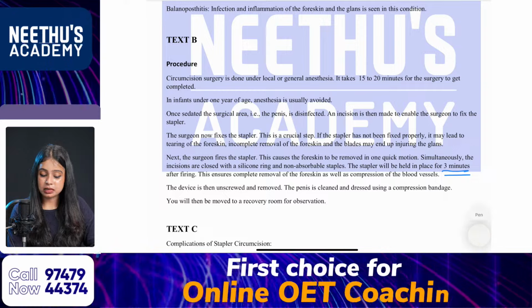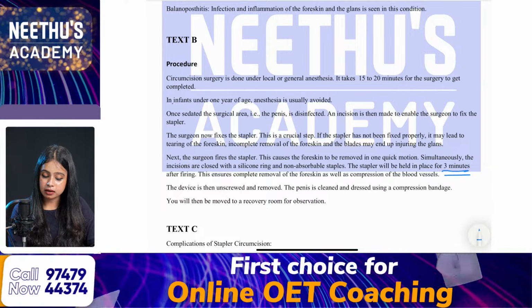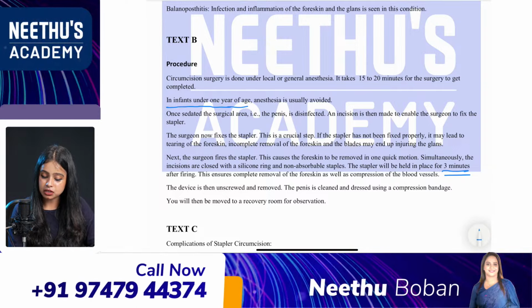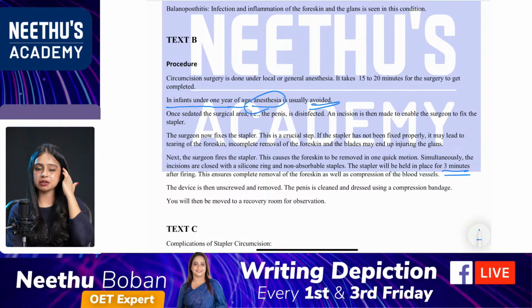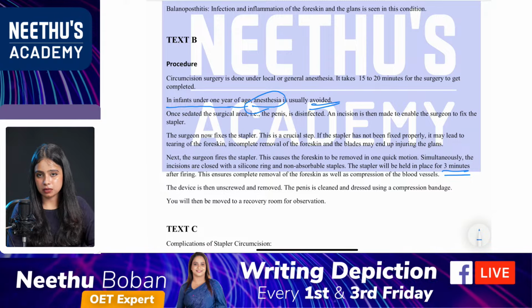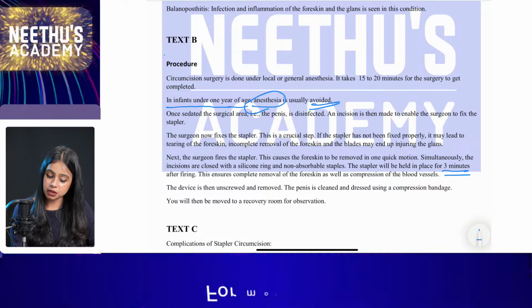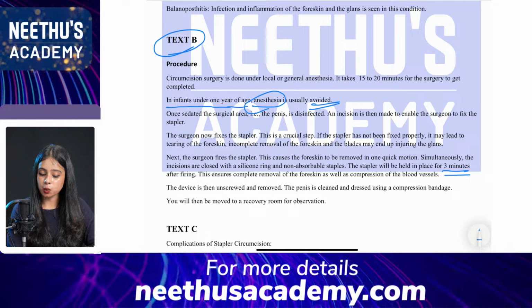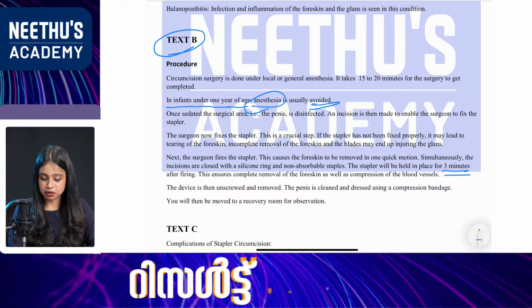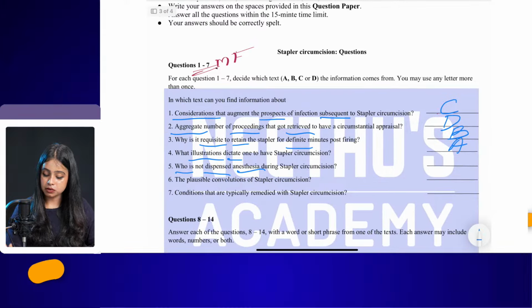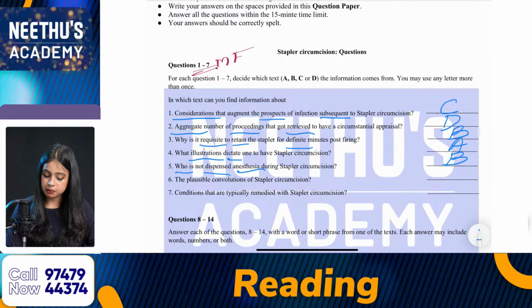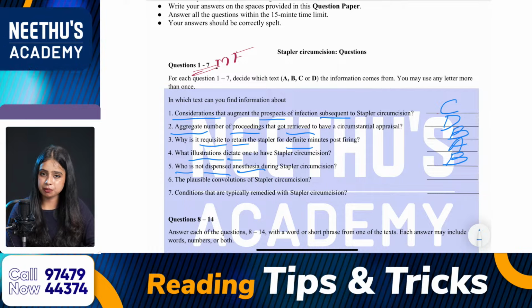Okay. So circumcision. Then in infants under 1 year of age, anesthesia is usually avoided. So my keyword is anesthesia, and that's only mentioned in text B. So infants under 1 year of age. So who? Infants. Usually avoided. So answer is not from C, it's from B. Okay, Libby? Yes, it's from B.